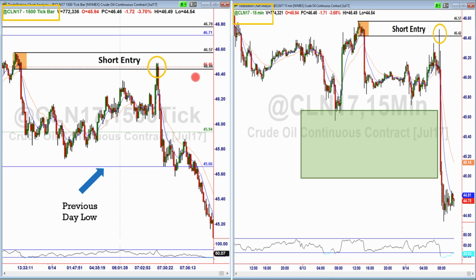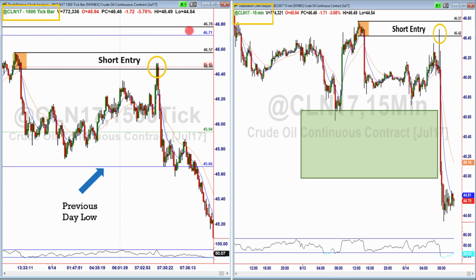ratio. So in this case, let's say you short at 46.44, stop above this swing high, so above 60. So you're looking at 15 to 20 cents in crude oil, 150 to 200 bucks. The first target is going to be back at this open area, 45.94. That's the open for this daily candle.